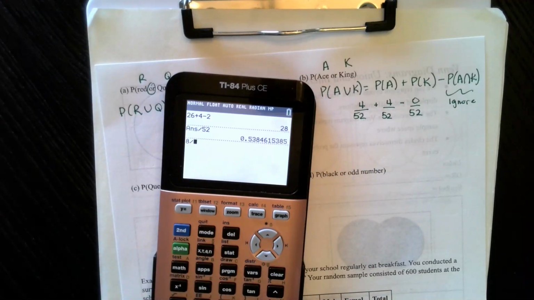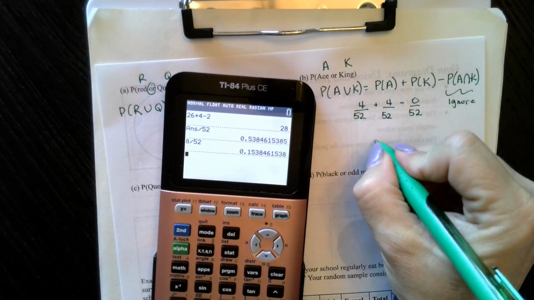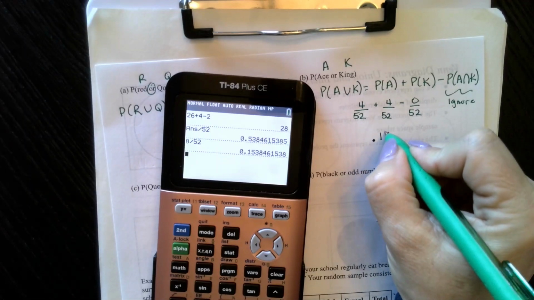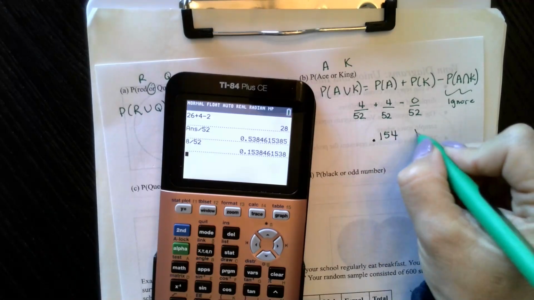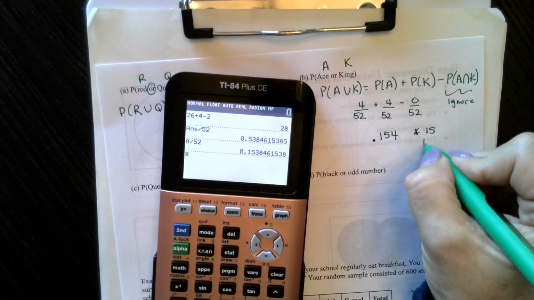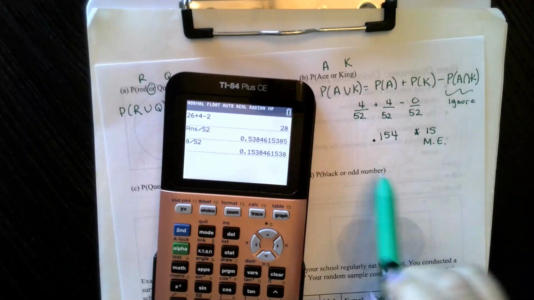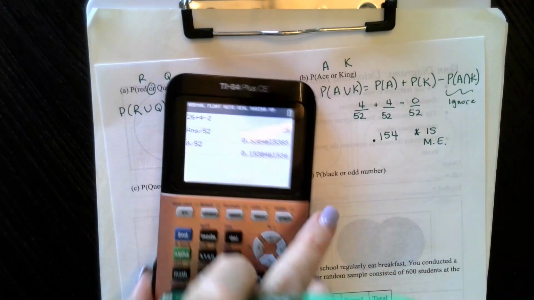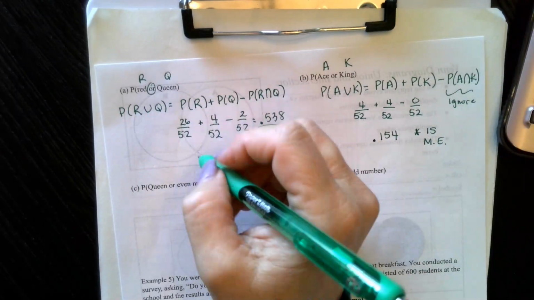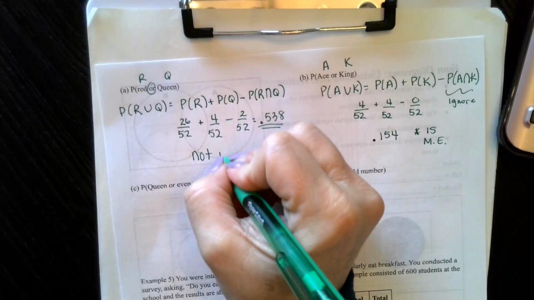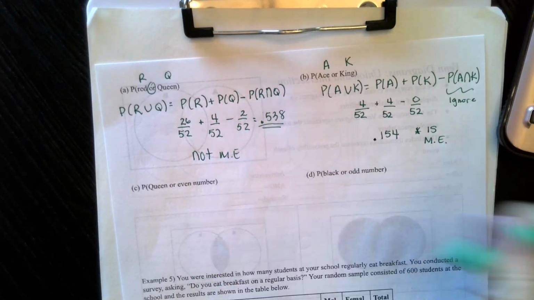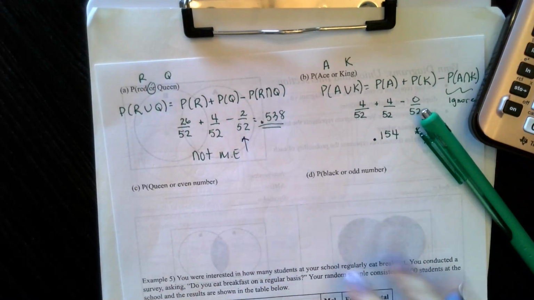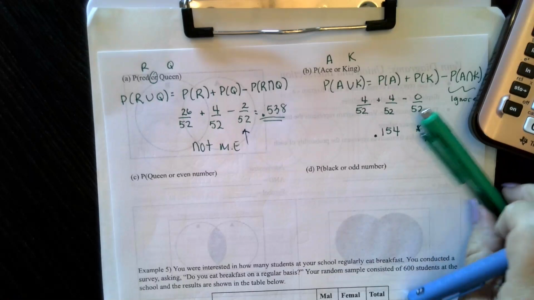So I have 8 divided by 52, which is 0.154, and this is mutually exclusive. I can't have an ace and a king at the same time. Okay, and I guess I didn't answer this question over here. This is not mutually exclusive, and it really is because of this guy right here, right? It says I can have both.